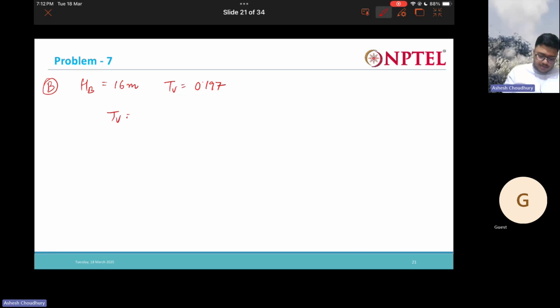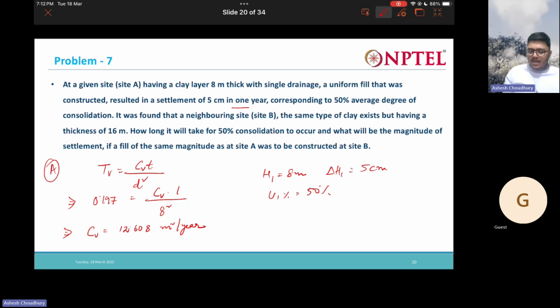And so TV is same again, 50%, so 0.197. CV, since the soil in both the fields is the same, I can use the same CV, since CV is nothing but a soil property, right? For the same type of soil, CV will be the same.